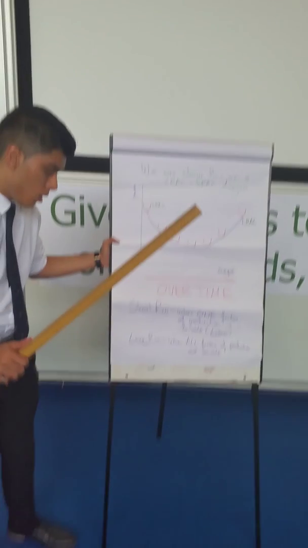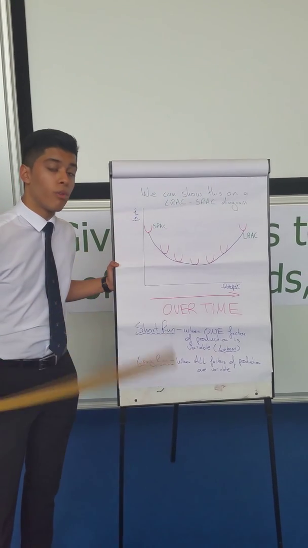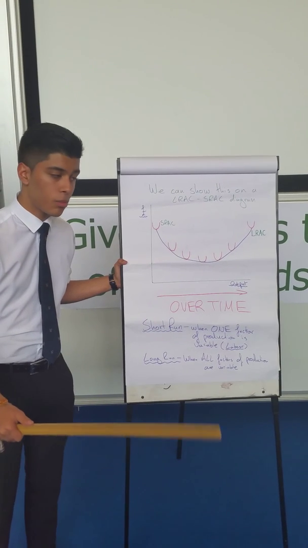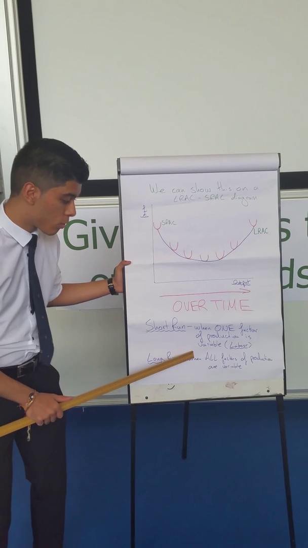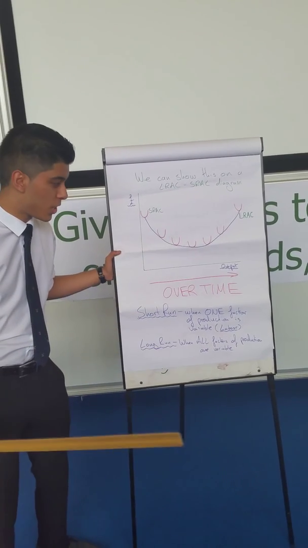Long run, when we're referring to long run, is when all factors of production are variable. So we're referring to land, labour and capital. So we'd invest in more machinery, invest in capital, we'd give people more hours, maybe hire more people, which is what we're more likely to do in the long run, and we'd buy more land, therefore expanding our business, maybe operating in international companies.